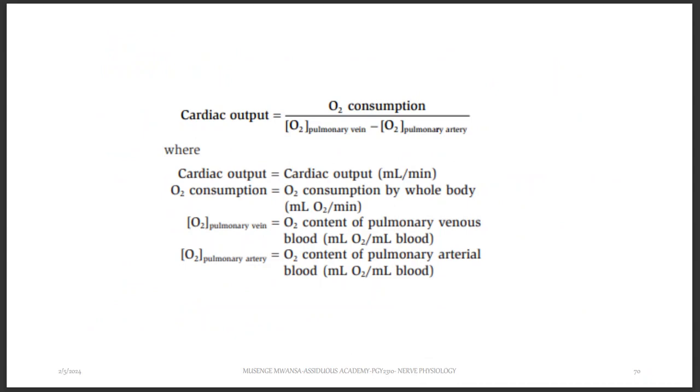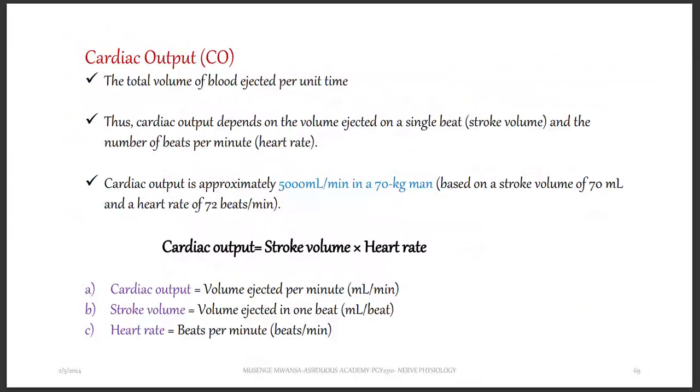Cardiac output is also given by oxygen consumption divided by oxygen in the pulmonary vein minus oxygen in the pulmonary artery. In the vein minus in the artery. But cardiac output is stroke volume times heart rate. And the normal cardiac output, how much blood is going to be pumped out of the heart in each minute, is going to be 5 liters. Of these 5 liters, remember 25% is going to the kidneys, 25% also to the muscles and such.